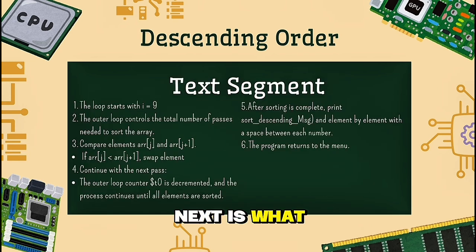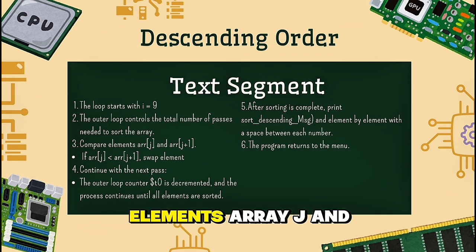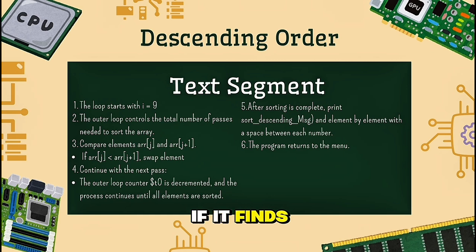Next is what happened in text segment. Firstly, the loop starts when I equals 9. Then the outer loop controls the total number of passes needed to sort the array. It will compare elements array J and array J plus 1. If it finds out array J is less than array J plus 1, it will swap the elements. And then it will continue with the next pass. The outer loop counter register T0 is decremented, and the process continues until all of the elements are sorted.